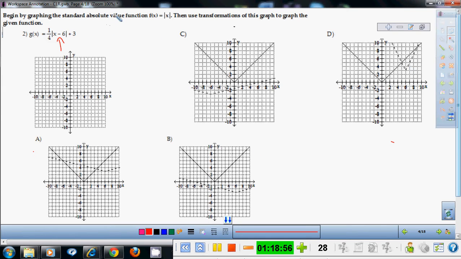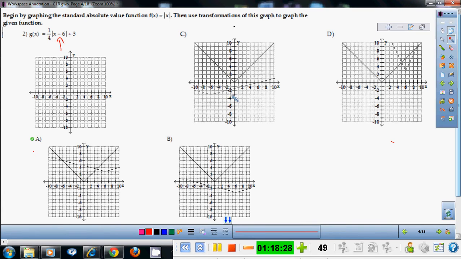1/4. Is that going to make it steeper or broader? Broader. Remember, that number is like a slope. And the lower your slope, the flatter it's going to be. So, is it A or D? A. You don't even have to make an XY chart for any of those tomorrow if you just remember those keys. If you did not remember those keys, then you would have to make an XY chart.